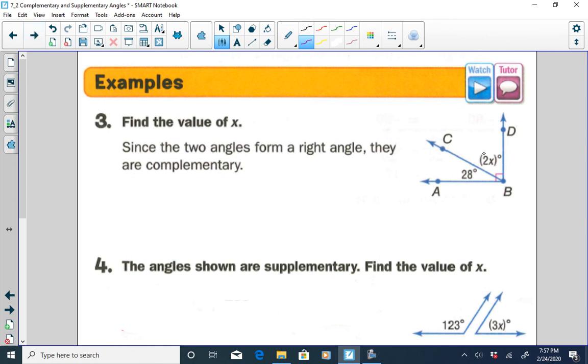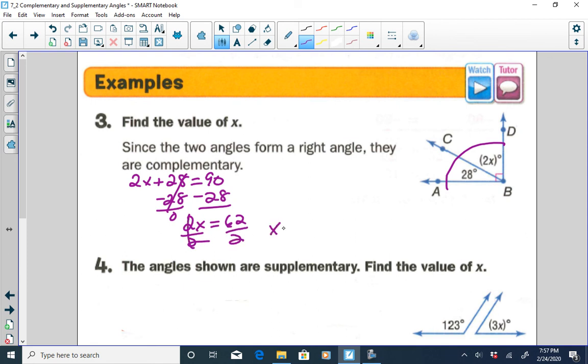Find the value of x. We see that these two angles make up a right angle, so those two angles have to be complementary. Complementary angles have a sum of 90, so we want to write an equation that says that. So we have 2x plus the 28 has to be equal to 90. We want to solve that equation by using the inverse operations. So we'd subtract 28 from both sides of the equation. We wind up with 2x is going to be equal to, what's that, 90 minus 28, that's going to be 62. Divide by 2, divide by 2. x is equal to 31.